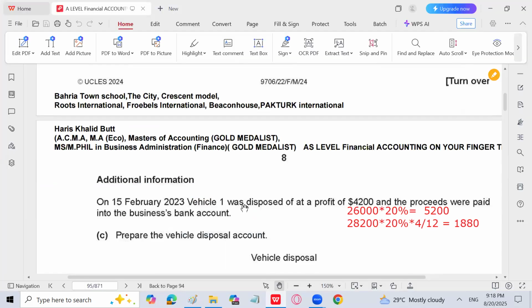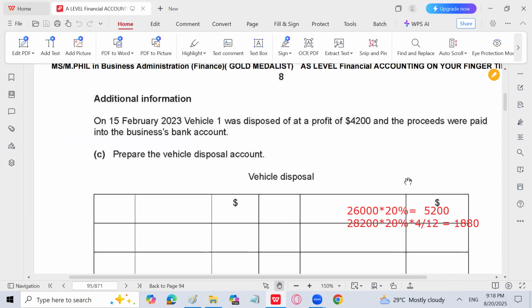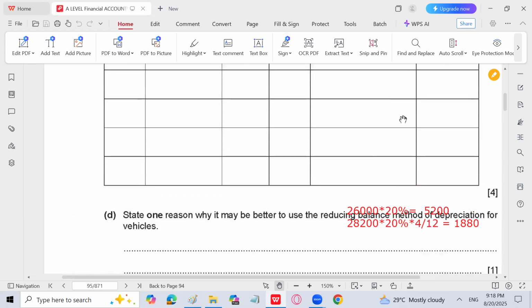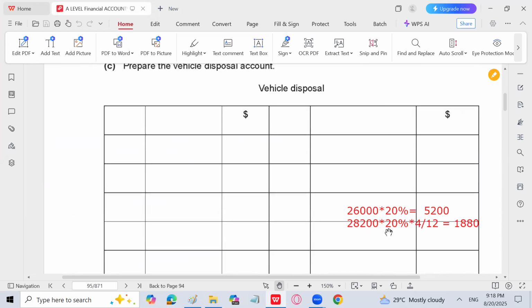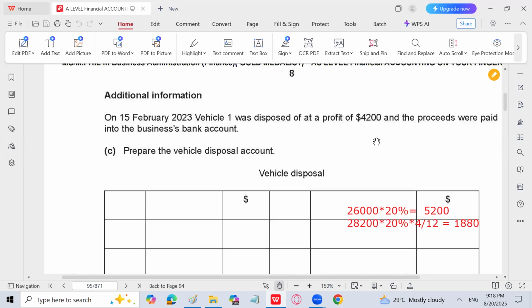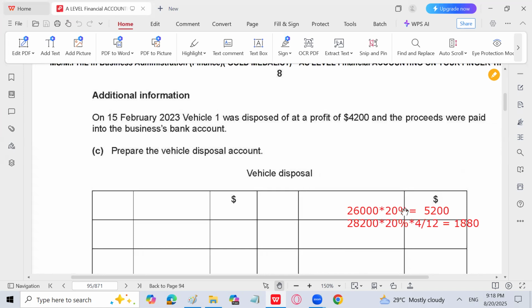Now in the next part, additional information, we have to prepare the vehicle disposal account, which is also very, very simple. It has 4 marks. Let's see. Vehicle disposal means sale of an asset. So in depreciation, whenever there is going to be sale of an asset, we used to prepare a separate account called asset disposal account. Whenever an asset is sold, we have to prepare a separate account called asset disposal account, and asset disposal account has some entries.